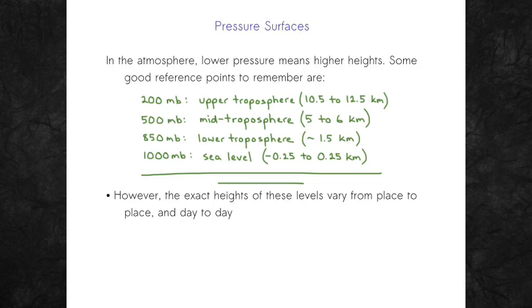That said, keep in mind that for each of these, I've shown a range of height values here. So 500 millibars is 5 to 6 kilometers. The idea being that the height at which you hit 500 millibars, although it's typically in the mid-troposphere, actually goes up and down a little bit depending on the conditions. Some days 500 millibars is a bit higher above sea level. Some days it's a little bit lower above sea level. But it's always going to be in this mid-troposphere range, 5 to 6 kilometers or so.